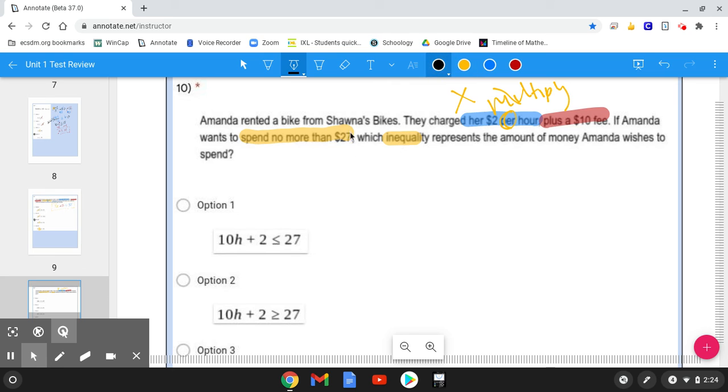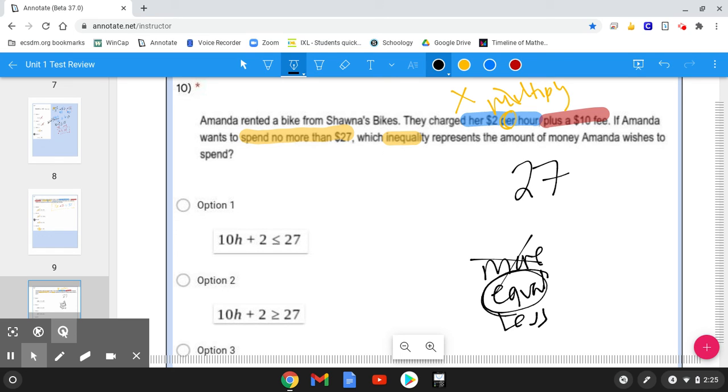So let's start with this part, the spend no more than $27. 27 is our total. No more than $27. Here's where I ask myself, if she wants to spend no more than $27, can she spend more? No. Can she spend equal to the $27? Well, 27 is no more than 27, so yes, that's fine. Can she spend less than? Sure, as long as it's no more. So we're looking for the less than or equal to symbol, which looks like this.